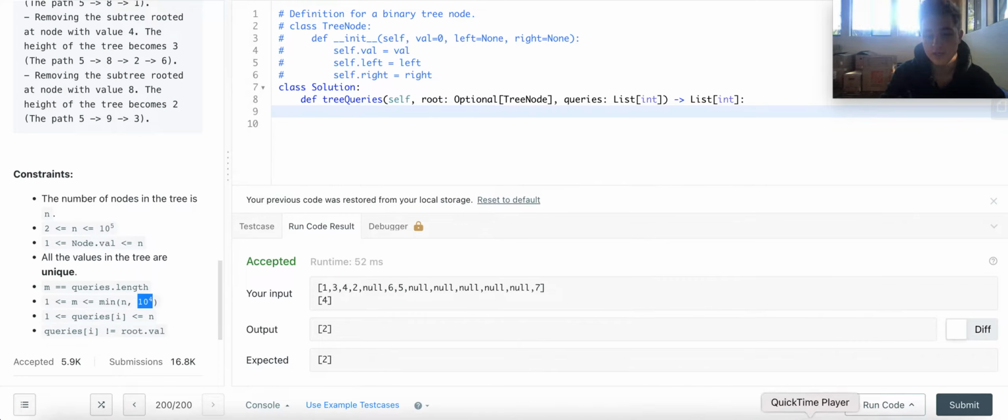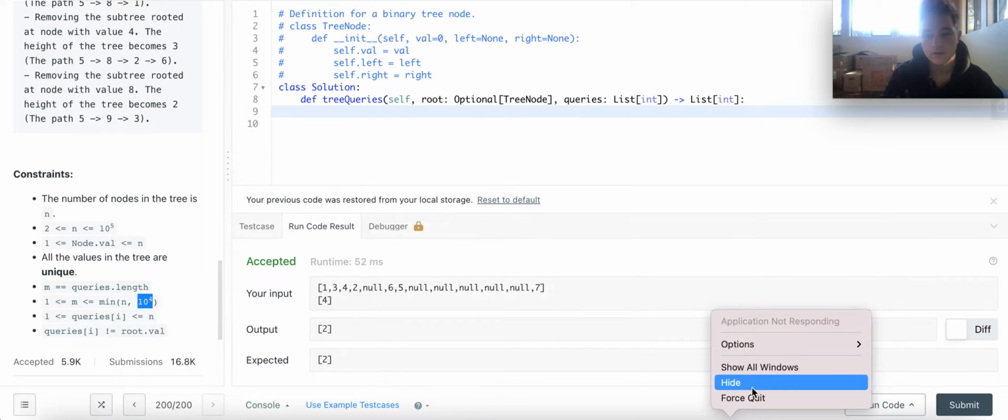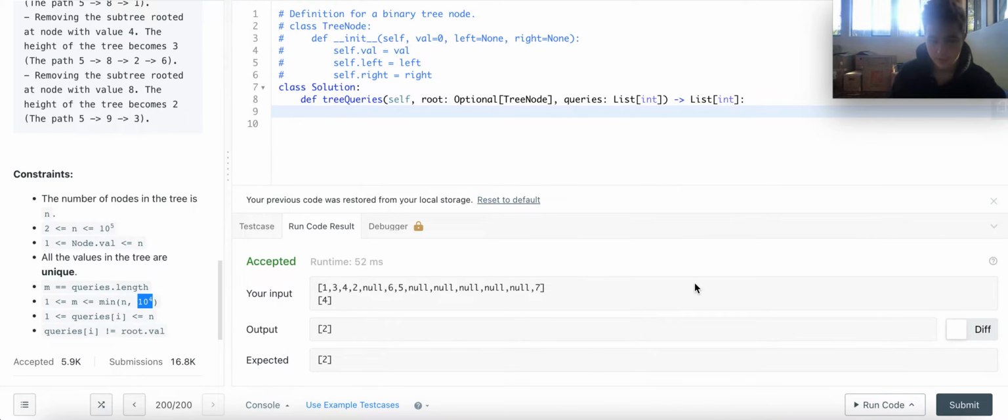So we're going to be looking at, oh shoot, this again. Force quit.